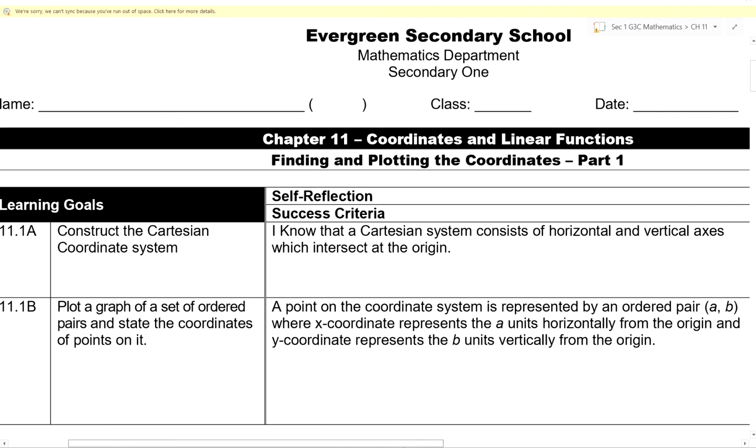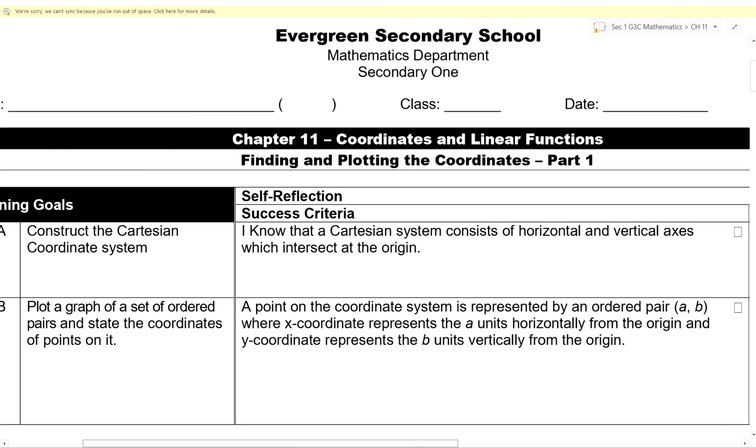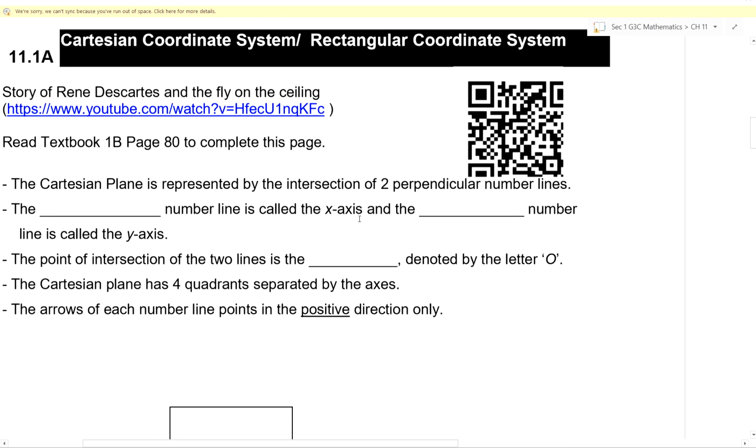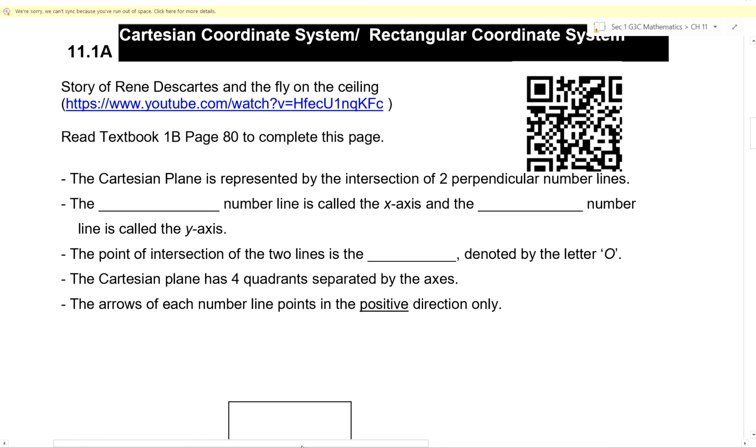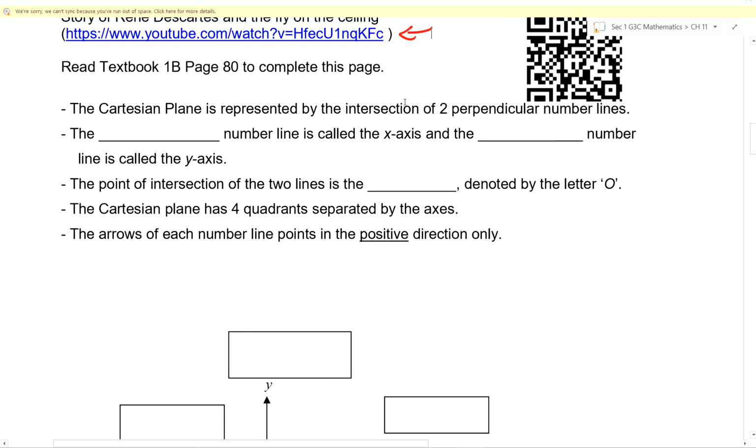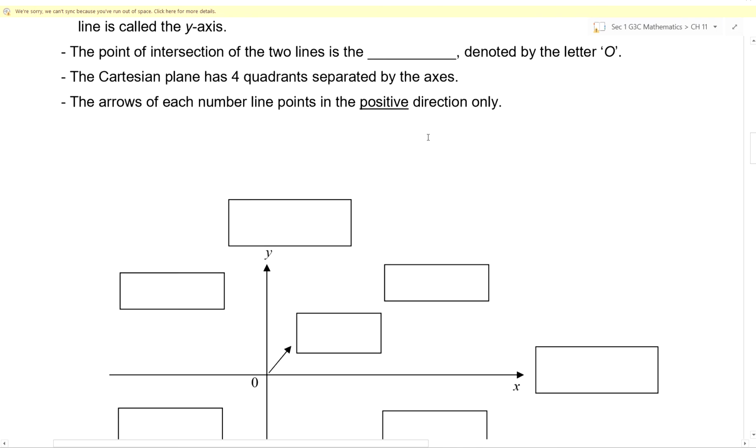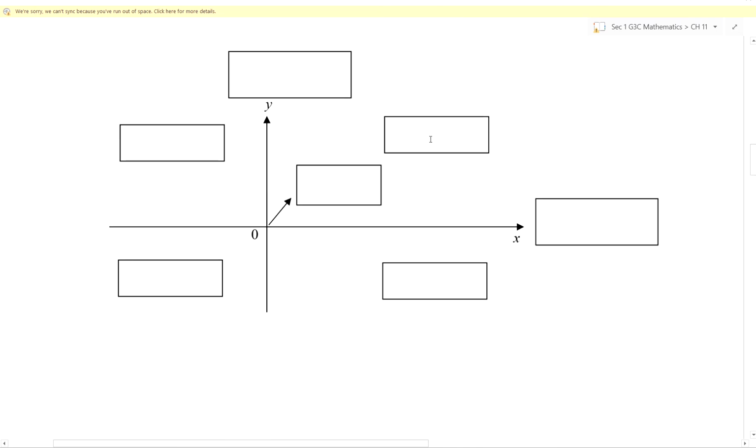We'll be going through chapter 11, part 1 on finding and plotting the coordinates. So over here we've got a QR code, this is the YouTube link, of a story of how the coordinate system came about. Now this Cartesian plane is represented by the intersection of two perpendicular number lines. So over here we can see an example of the Cartesian plane.